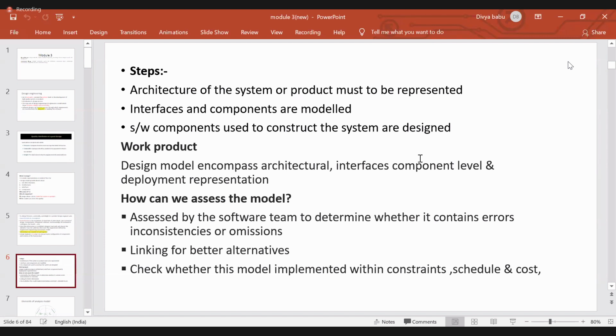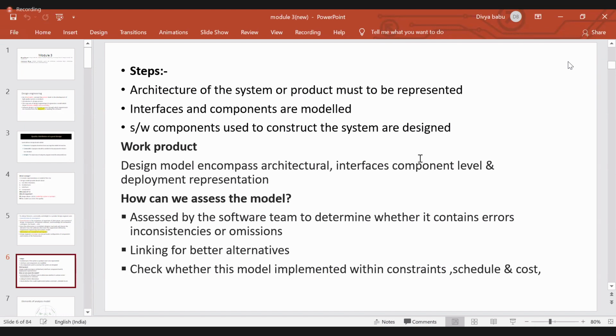Then work product means what we will get as the final product, as models. So the design model encompasses architectural, interface, component-level, and deployment representation, different types of representation that we learned in the UML model. We have the deployment diagram, we have the component diagram. It represents software and hardware components. And when it comes to the deployment diagram, we are not representing the components inside, but we are representing the nodes or hardware things and their relationships.